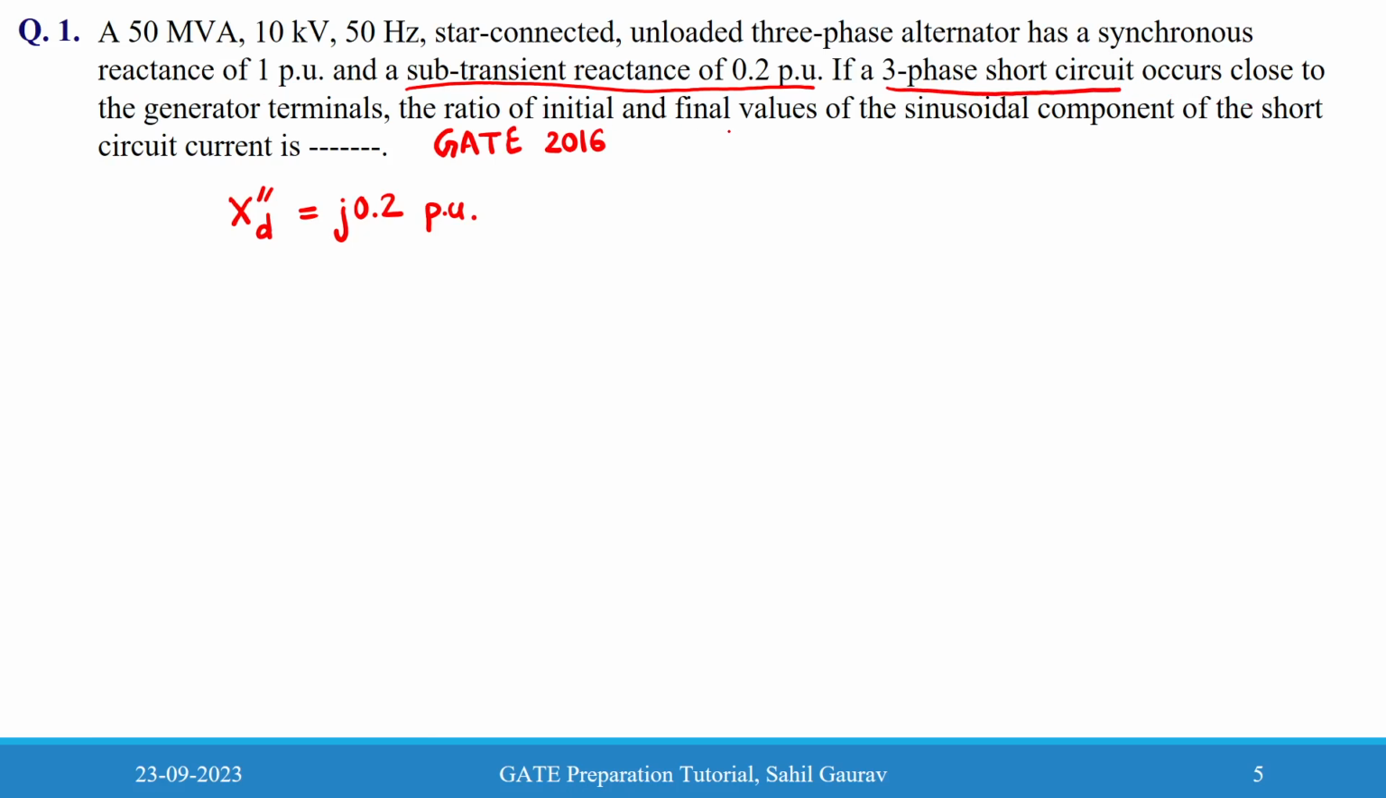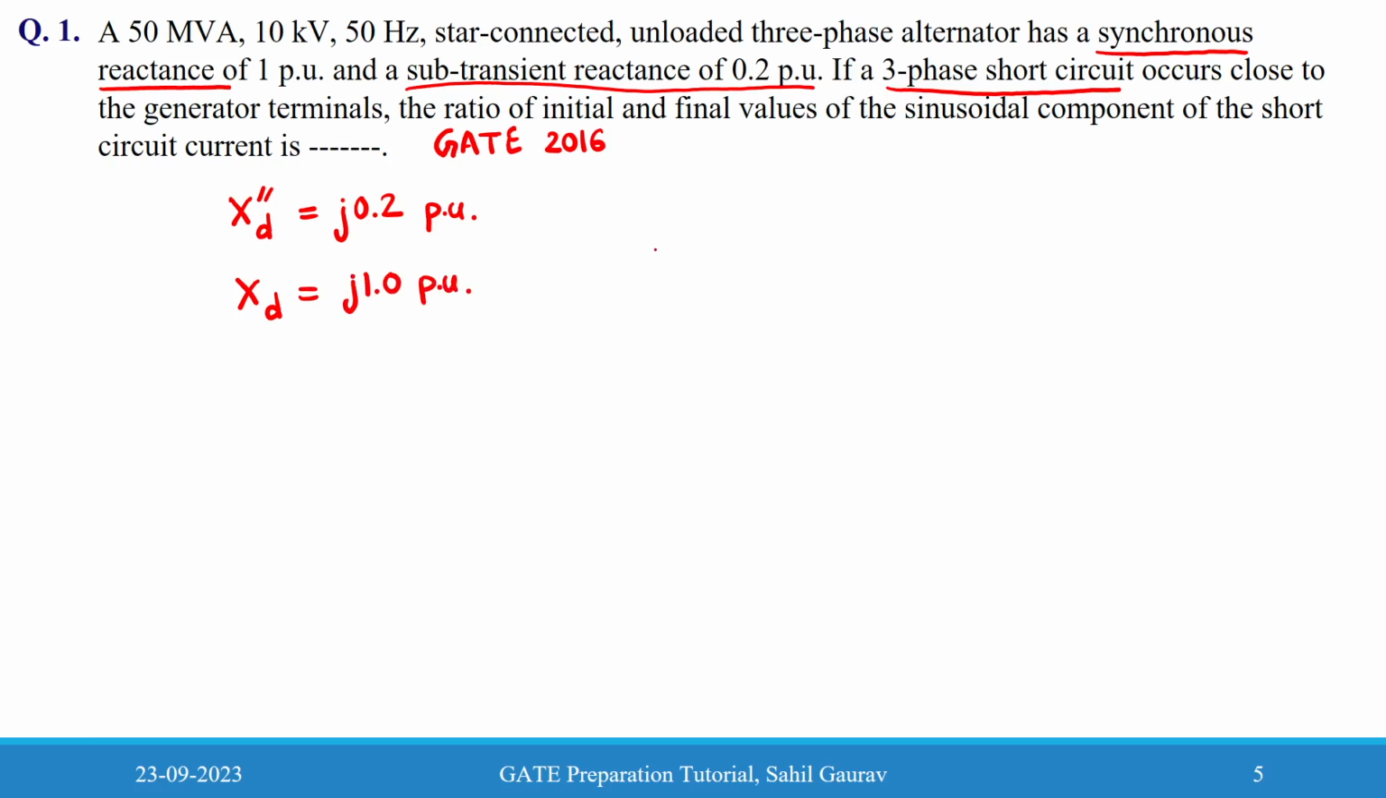of initial and final values. And the synchronous reactance is the steady state reactance. So this is Xd. Xt is given as j1.0 per unit.